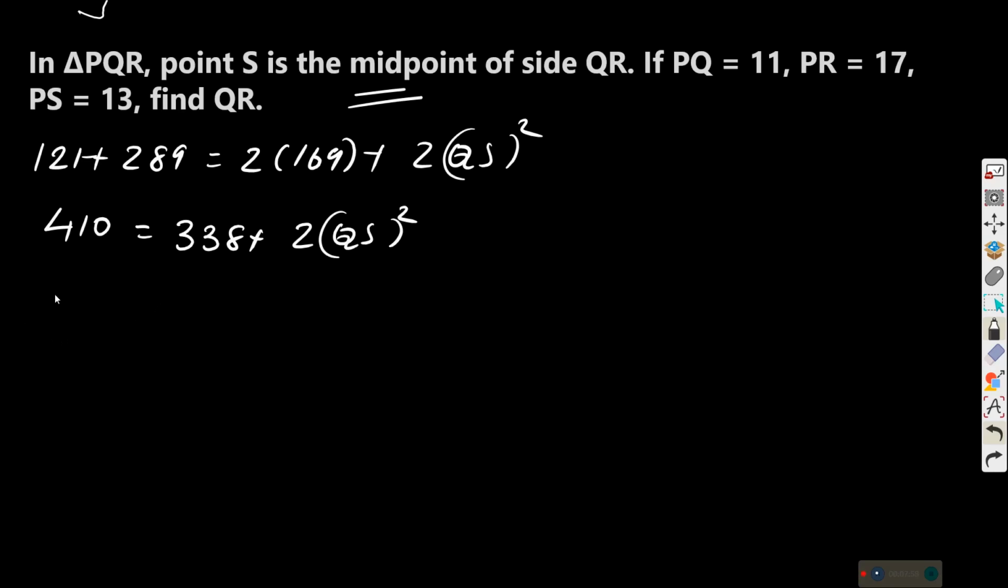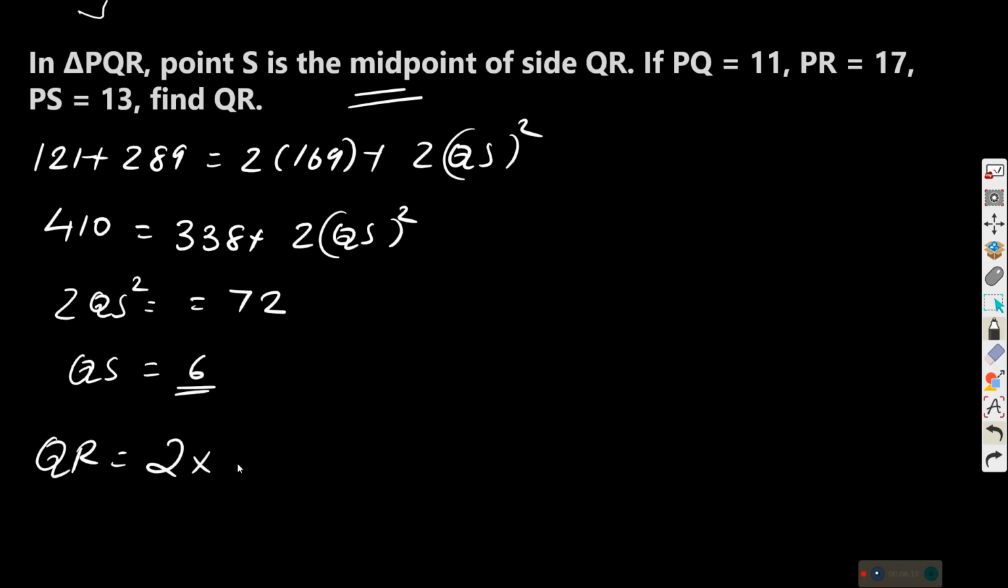And that means QS square is somewhere around 72. That means QS square, 6 square, correct, 6 it is. QS is 6, and from the first equation, S is a midpoint, QR is double of it, which is asked, which is equal to 12 units, we can say.